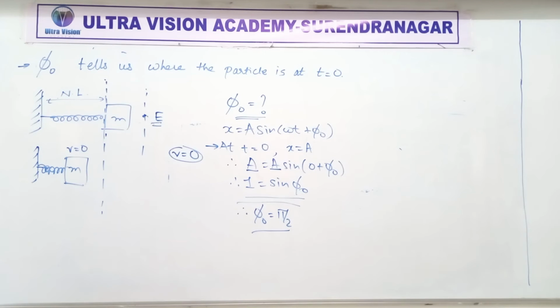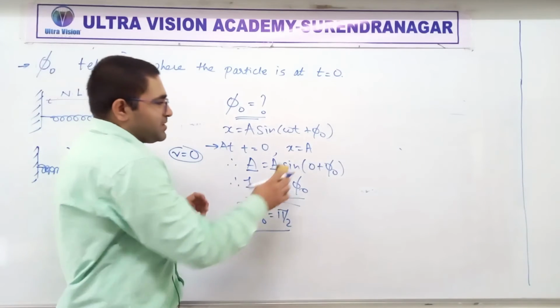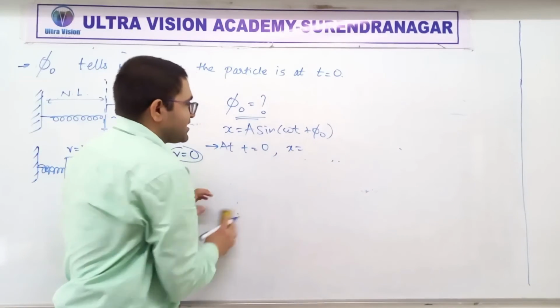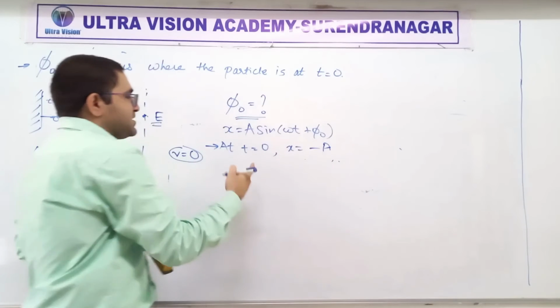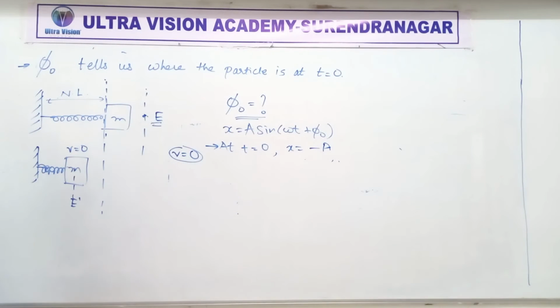Right now I have only asked the starting is at which point. Then the answer is starting is at E dash, that is extreme point on the left side. Clear? Extreme point on the left side. So here for this point, if we repeat the calculation, do you realize this time we'll have x equal to minus a? Yes or no?